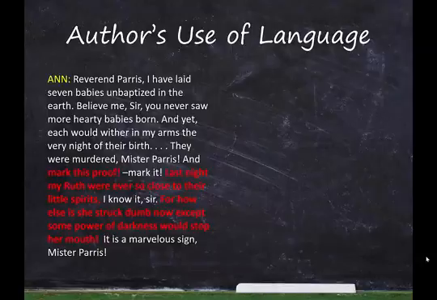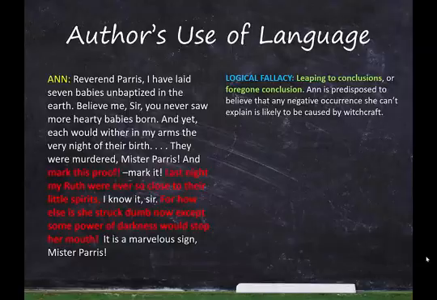A logical fallacy is a problem with somebody's reasoning. Anne commits the fallacy of leaping to conclusions, sometimes called the foregone conclusion. Because of the culture she grew up in, Anne is predisposed to believe that any negative occurrence that she can't explain must be due to witchcraft.